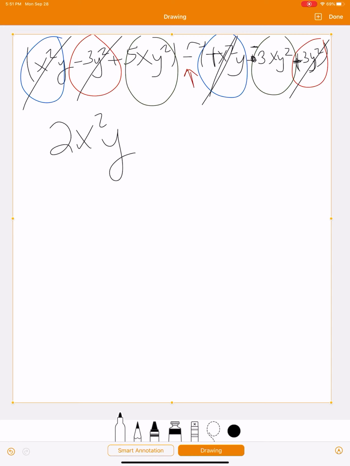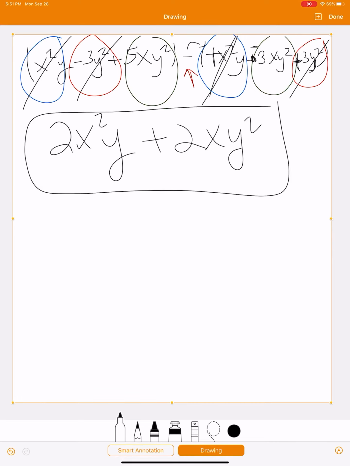And then our last term is our xy squared, and we have a positive xy squared and a negative 3xy squared. And so what's going to happen is that I'm subtracting that 3xy squared, and I am left with only 2xy squared, and our answer is this. Because we cannot simplify anything any longer.